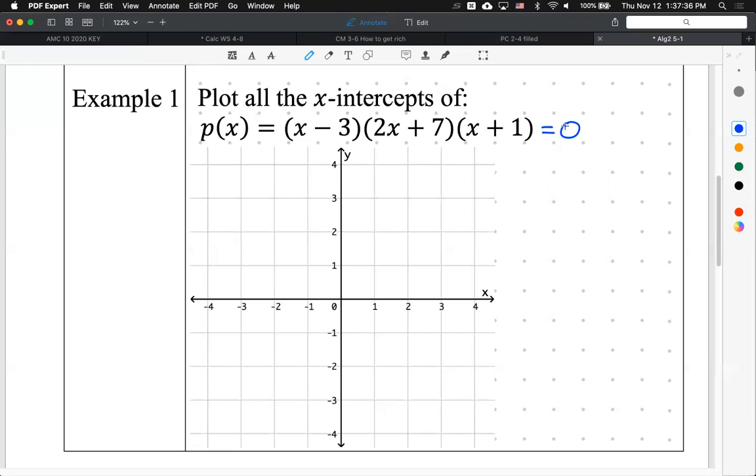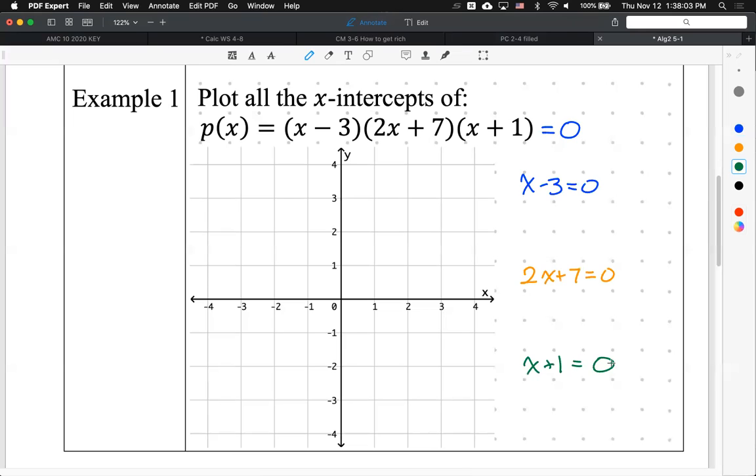Andres? Would you set all of them to 0? Like, yeah: x minus 3 is equal to 0, 2x plus 7 equals 0? Yeah, each individual one set equal to 0, and that's using the zero product property. So here we go. Andres' first equation is going to be x minus 3 is equal to 0. Andres' second equation is going to be 2x plus 7 is equal to 0. And Andres' third equation is going to be x plus 1 is equal to 0.